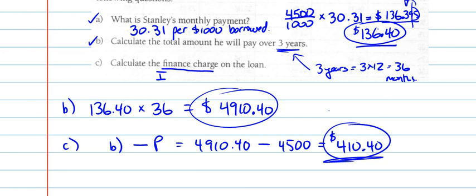That's over and above what you borrowed. That's the cost it is for you to be able to borrow that $4,500. And so that is the final answer there. So hopefully you've got enough information here that you can go through and work through the workbook questions. Have fun.